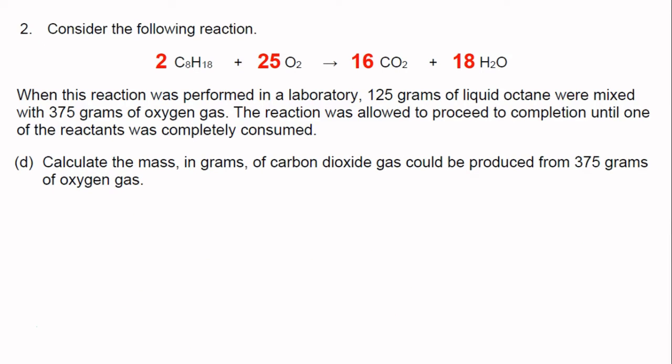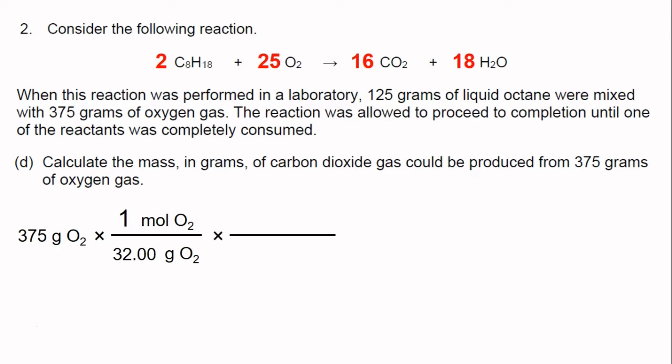Calculate the mass in grams of carbon dioxide gas that could be produced from 375 grams of oxygen gas. So we'll start with 375 grams of O2. First, we're going to go from grams of O2 into moles. We know from the periodic table that for every 1 mole of O2, that would be 32 grams. Now we use our coefficients. We're going from moles of O2 to moles of carbon dioxide, CO2. And those coefficients happen to be 16 and 25.